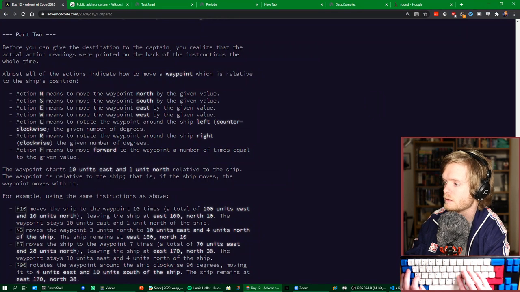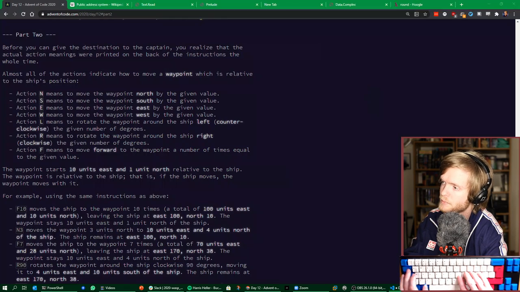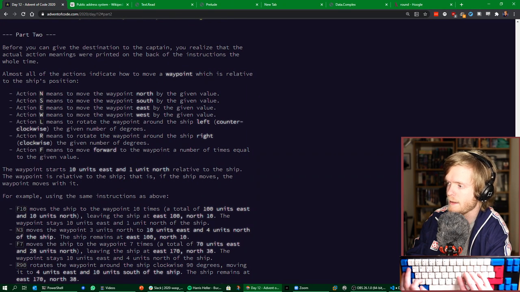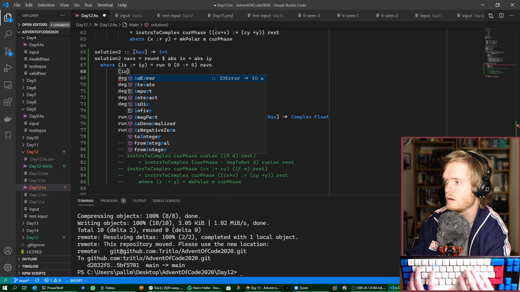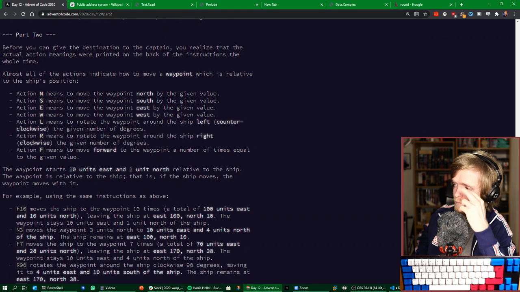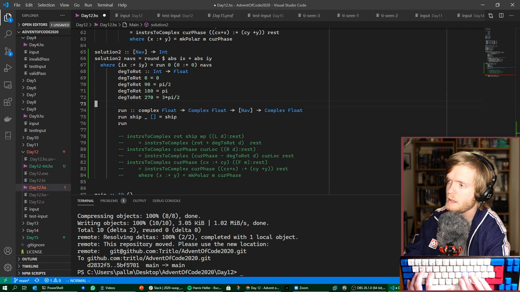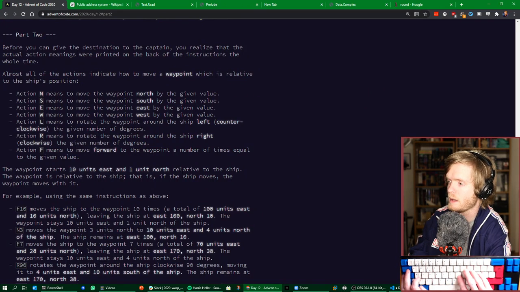So we start at 10. The waypoint starts 10 units east and 1 unit north relative to the ship. So this is going to be the position relative to the ship. So the current phase, the current rotation, is the rotation of the waypoint. But we don't need the rotation. We just need the position of the waypoint. Okay, and the initial position of the ship is 0, 0. The initial position of the waypoint is 10 units east and 1 unit north.